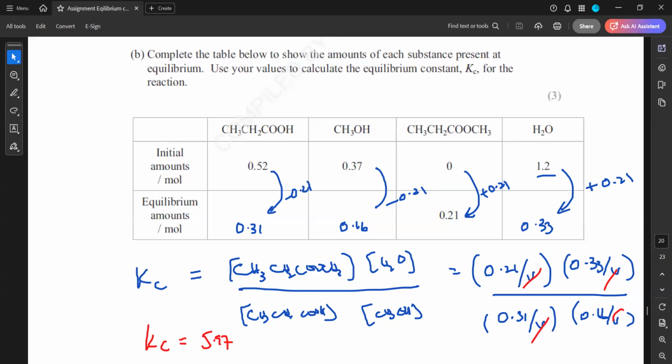And 5.97 does not have any unit. Why does this Kc not have a unit? Because the total power of the numerator is 2, and the total power of the denominator is also 2. So they cancel out each other. That's why in this case the Kc will not have any unit. Is this question clear? Any doubt in this?